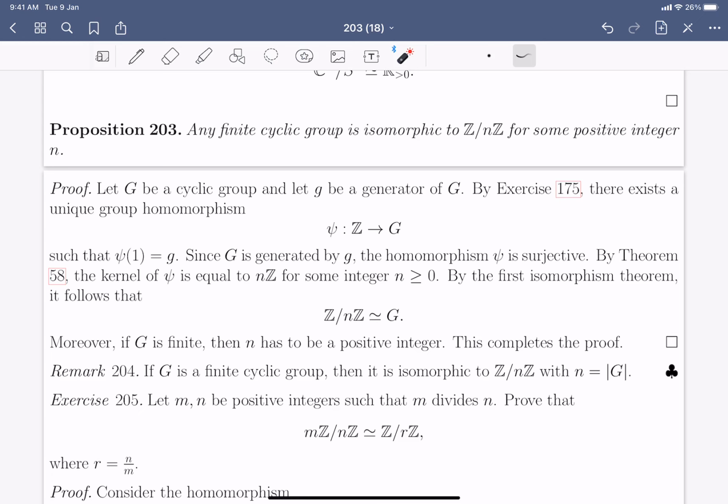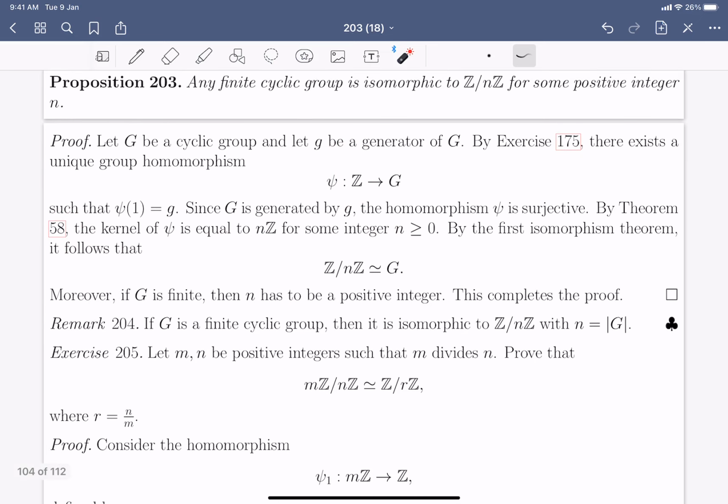It cannot be 0, and that proves that any finite cyclic group is isomorphic to Z mod nZ for some positive integer n. This is something that you already knew, and now you are establishing this using the first isomorphism theorem combined with the earlier result where you classified all the subgroups of the group Z.